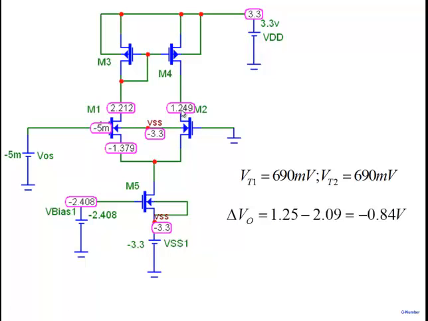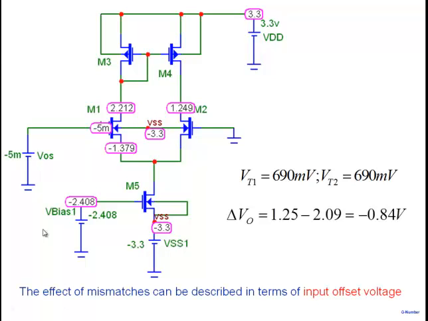Same effect can be created by, there's no mismatch, nothing, everything is ideal, but by attaching a voltage at the input here. So what does this tell us? That the effect of mismatches can be compensated by attaching a voltage here. Or in other words, what I can also say is the following.